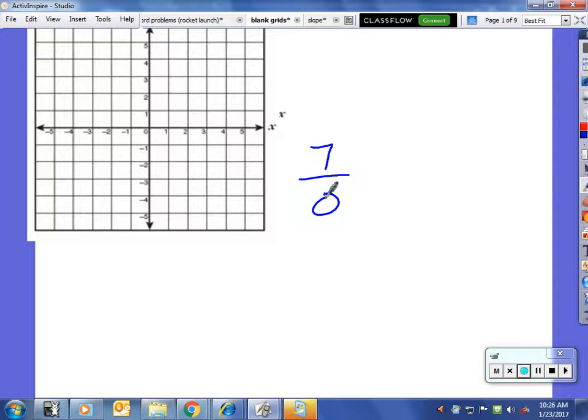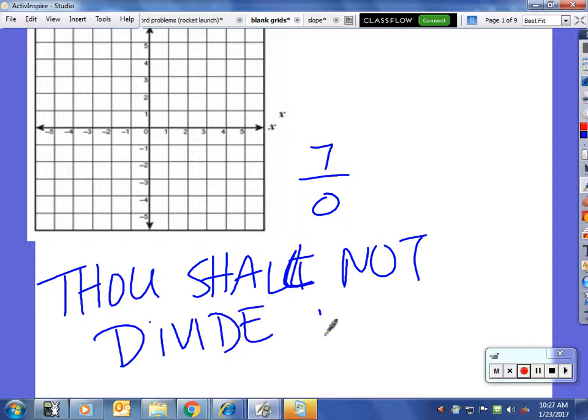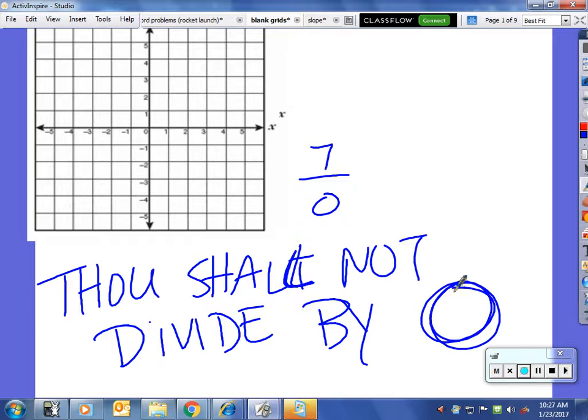It does not say 0. If you put in 7 divided by 0 and it says 0, something is horribly wrong. It should say error. Because guess what you are never, never, never allowed to do in math? You are never allowed to divide by 0. That's like one of the 10 commandments of math. Thou shalt not divide by 0. It's not allowed, it's not defined, it's not normal, a calculator won't do it, you just can't do it, folks.